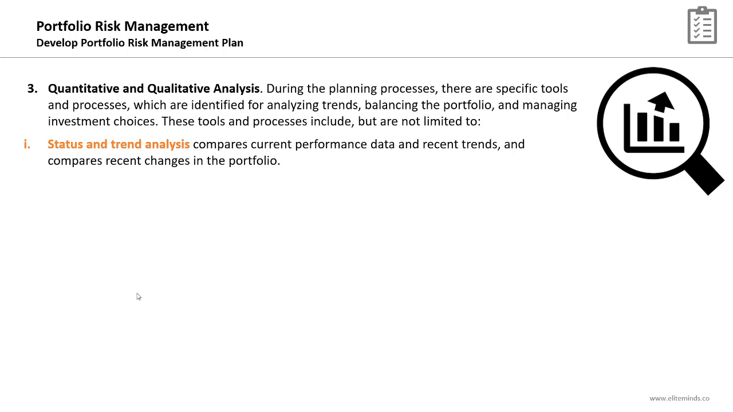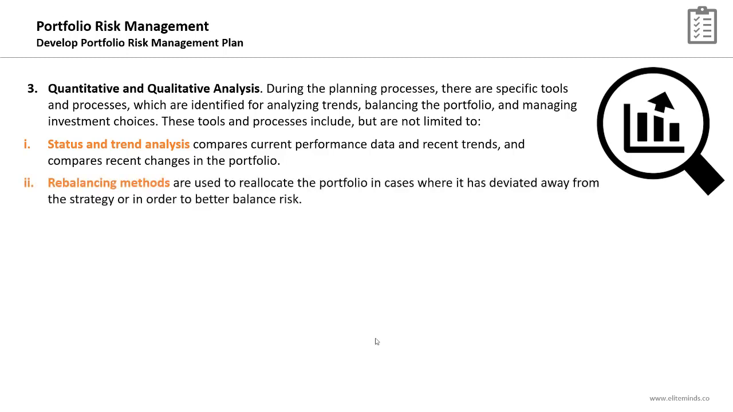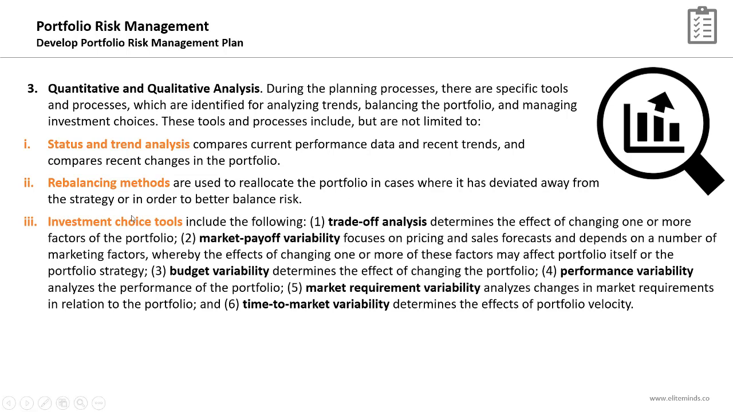I assume you are familiar with such techniques that are used frequently in project, program, and portfolio management. It compares current performance data and recent trends, and recent changes in the portfolio, in order to plan for risk management. Rebalancing methods are used in some situations to reallocate the portfolio when it has deviated away from the strategy, or in order to better balance the portfolio risk. So if the portfolio deviated from the planned timeline or the planned baseline, you can use rebalancing methods to reallocate the portfolio. Investment choice tools: expect 1 or 2 questions only about the investment choice tools.